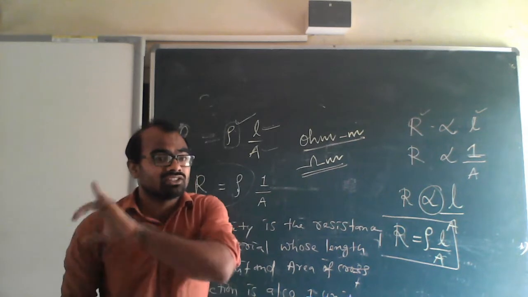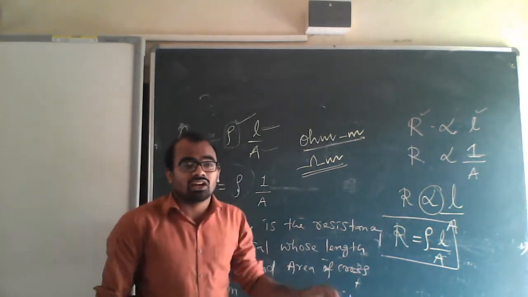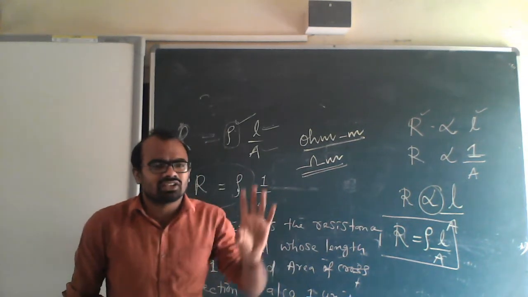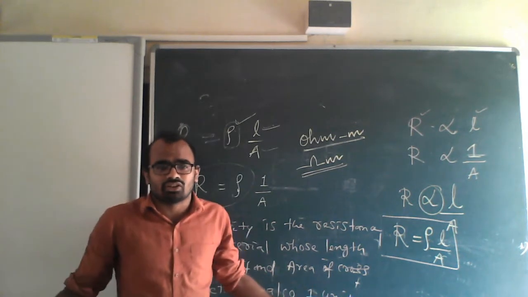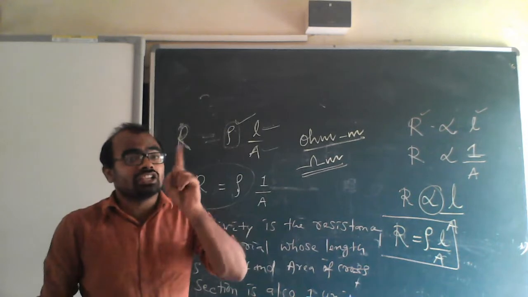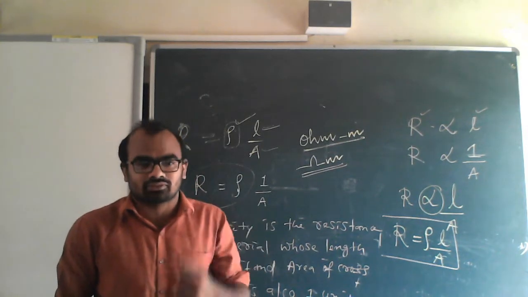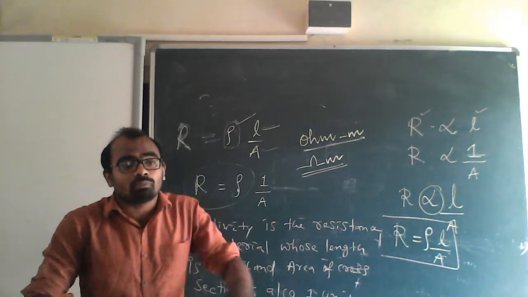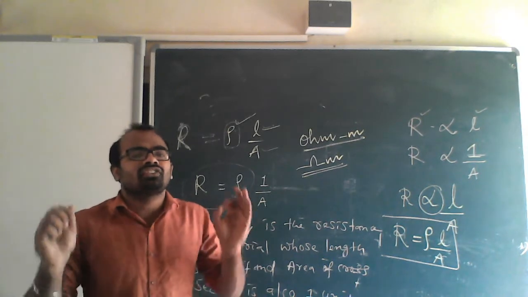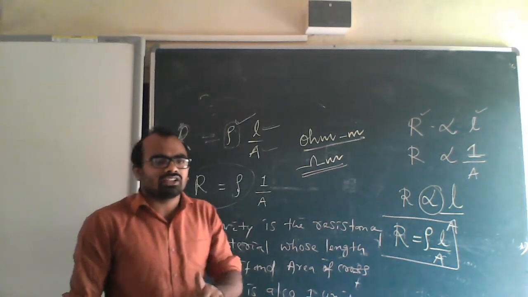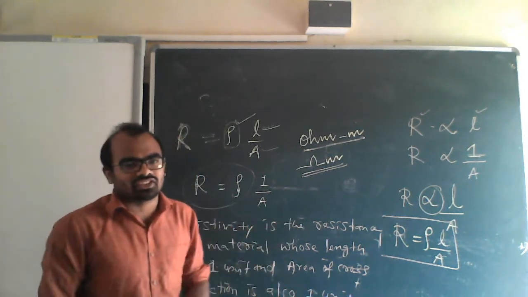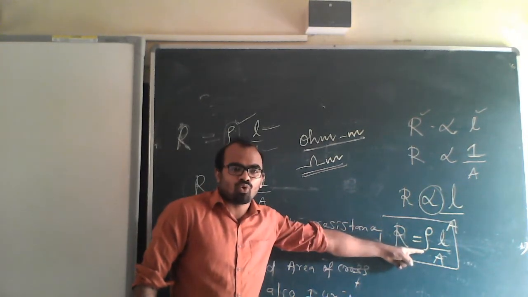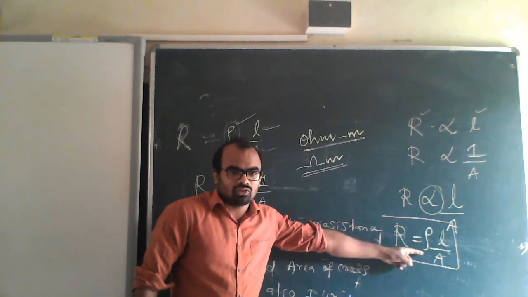Resistance can be changed, but resistivity cannot be changed. For a material, resistivity is fixed. If you take silver, its resistivity is fixed. You cannot change the resistivity of a material. You can only change the resistance of a material by varying the rheostat. But it is not at all possible to change the resistivity of a material. For a material, resistivity is constant. We call it specific resistance, and we denote it by rho.